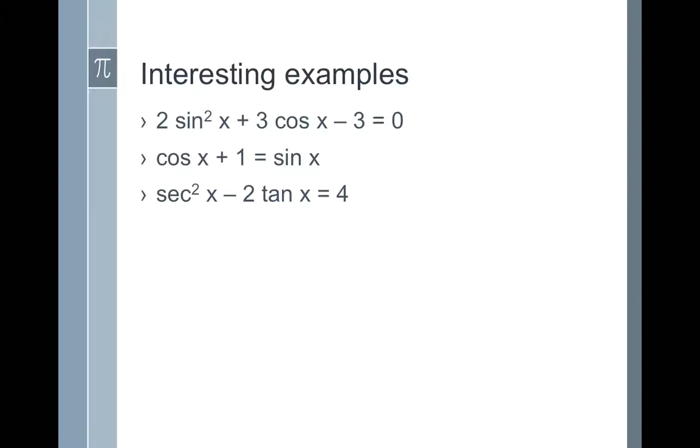All right, secant squared x minus 2 tangent x equals 4. So this is another one where you're going to use your identity. Noticing that secant and tangent are actually compared in our Pythagorean identity. And secant squared is equal to 1 plus tangent squared x. So I got minus 2 tangent x equals 4.